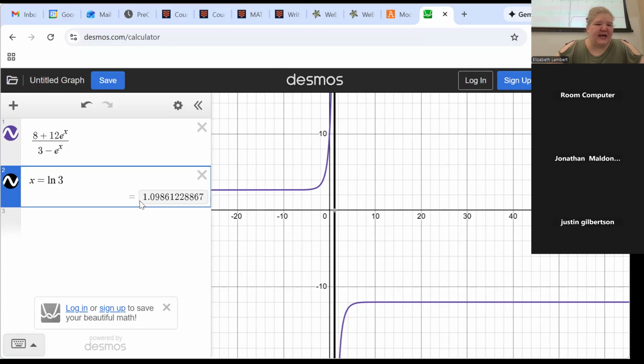Now, apparently natural log of 3 is about 1.09. So if I plugged in 1.08, even 1.097, 1.0985, plugging in close to an annoying decimal is awkward. But you would get ridiculously huge or ridiculously negative numbers on either side.